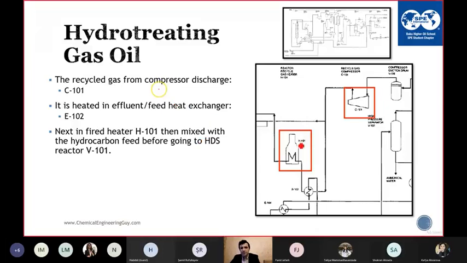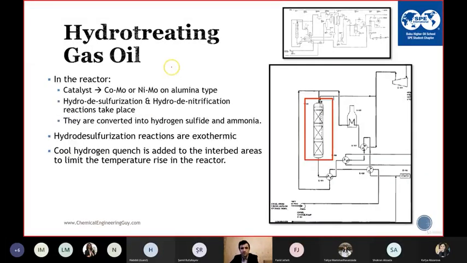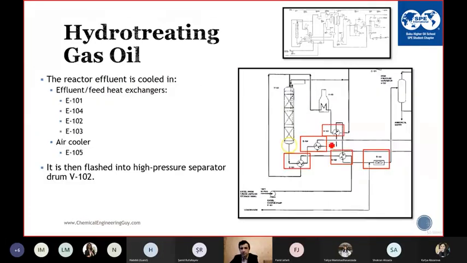We have the heater here and the compressor. Again, we have the recycle gas compressor. We don't have a makeup gas compressor here, but we have one in the unit, not shown here. In the reactor, cobalt molybdenum catalyst is used, or nickel molybdenum. We said that cobalt molybdenum is mostly for sulfur removal, nickel molybdenum for nitrogen removal. And we have the 3-bed reactor here. This is the heat exchanger network.